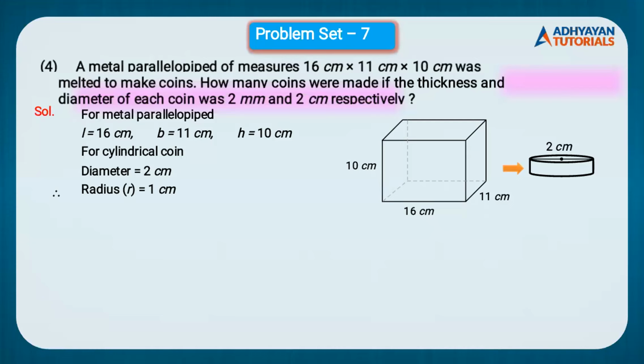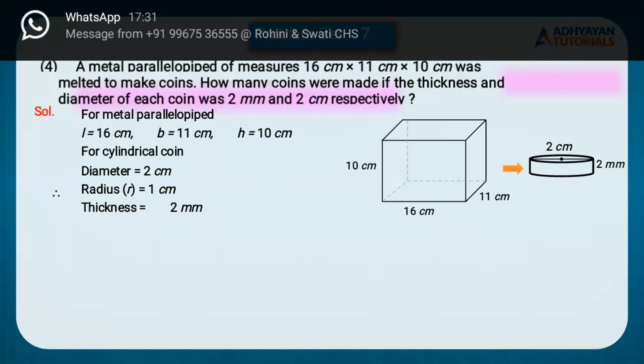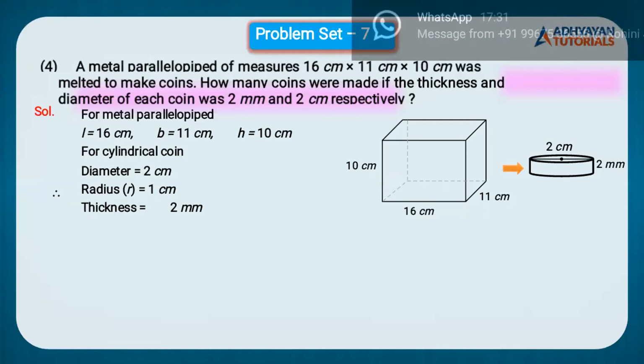Further, they have said about thickness. Now students, thickness means we can always say the height of the coin. So how much is the thickness, that is the height of the coin? It is 2 millimeter. Now students, one very important thing to be noted here. In this entire sum, all the dimensions are in centimeter except thickness. Thickness is 2 millimeters.